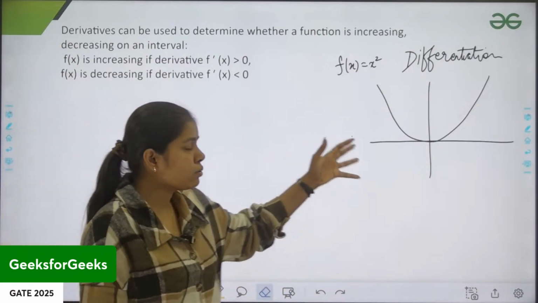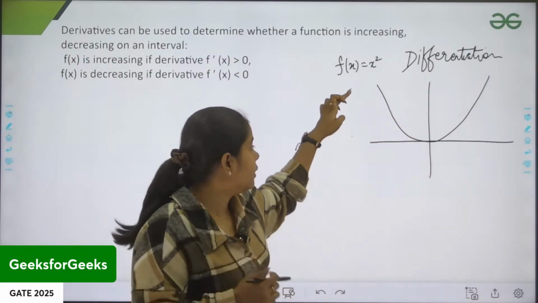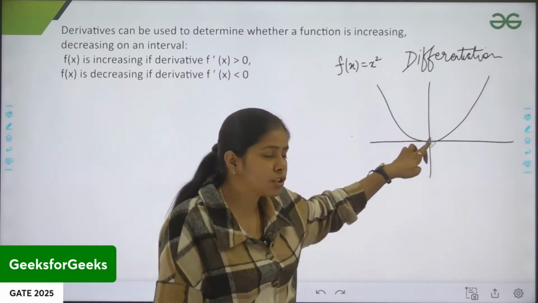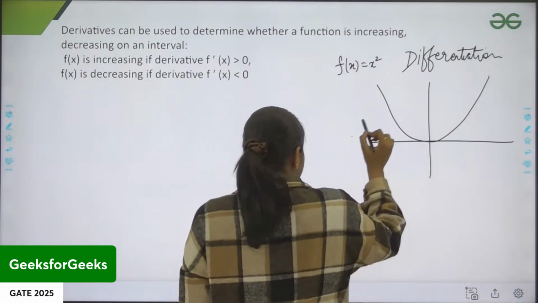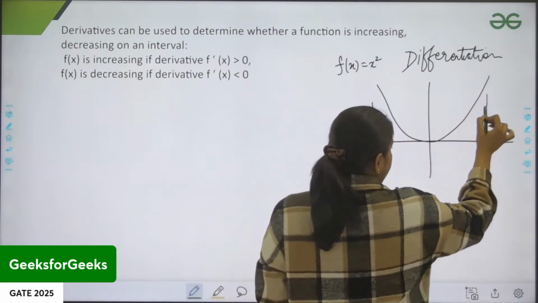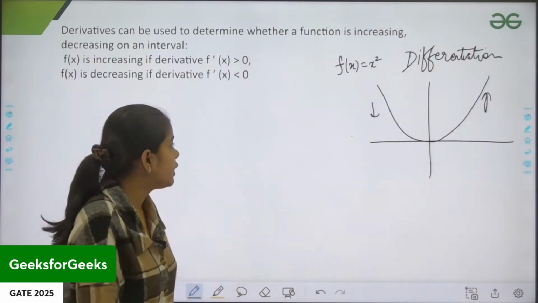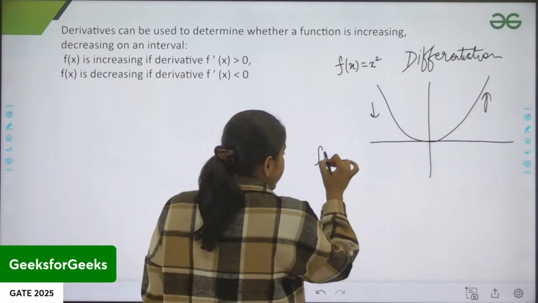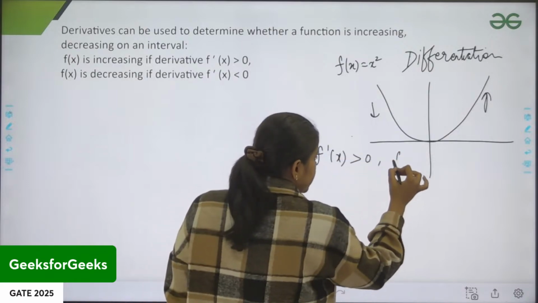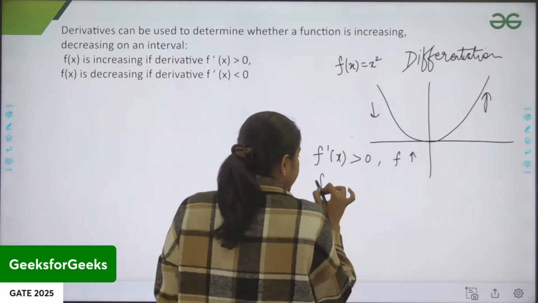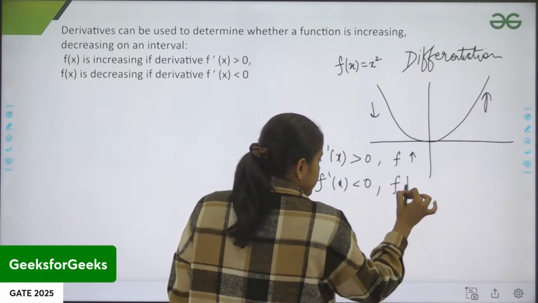Now the next thing to check is that we started from here up to the 0 point, and we have seen that the function is decreasing, and here the function is increasing, right? One thing we have here is that if the derivative is greater than 0, then we say that the function is increasing. If the derivative is less than 0, then we say that the function is decreasing.